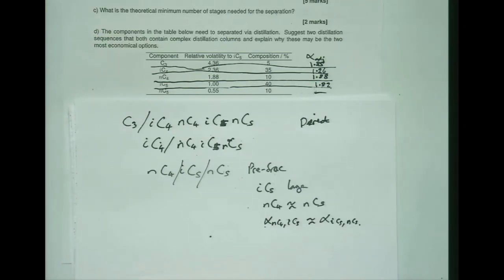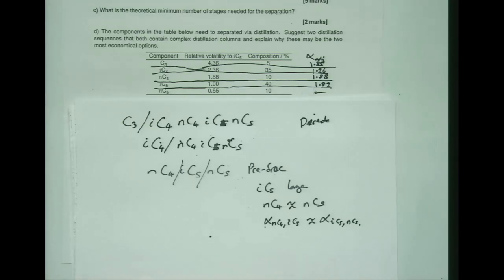For our second sequence, again, we want to start down the same line and think, well, if it's got to contain a complex distillation. The first one, so you do your direct sequence first, and then you do the pre-fractionation. The pre-fractionation column comes before the main distillation column, and the whole unit is fractional distillation. So that separates those three components.